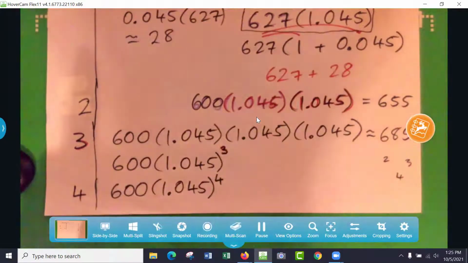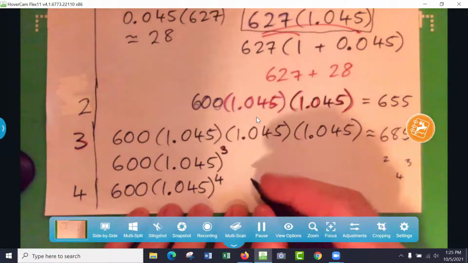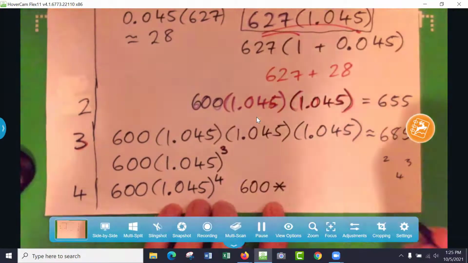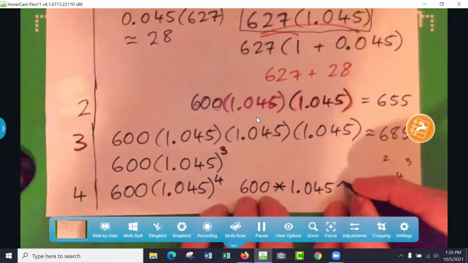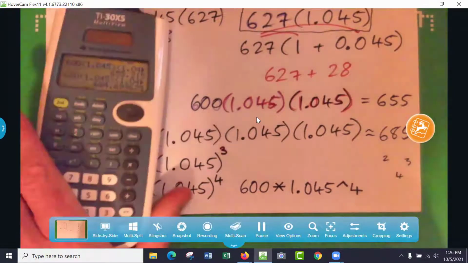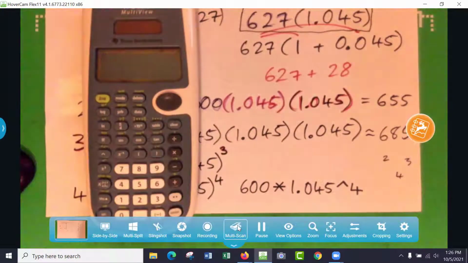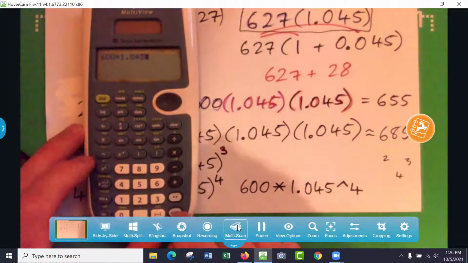All we got to do is figure out how to plug that in the calculator. Your calculator is a little bit different. It's something like that, 600 star for multiply by, and then 1.045, and then power of the little hat 4. Everybody grab that calculator, stick it in, see what happens. And if Patrick's asked for 50 years later, then we just go to the power of 50.